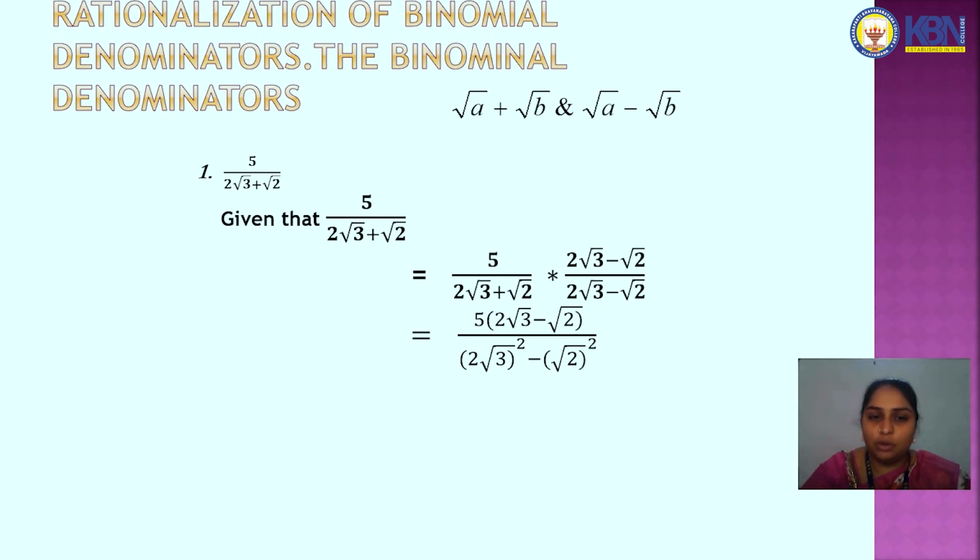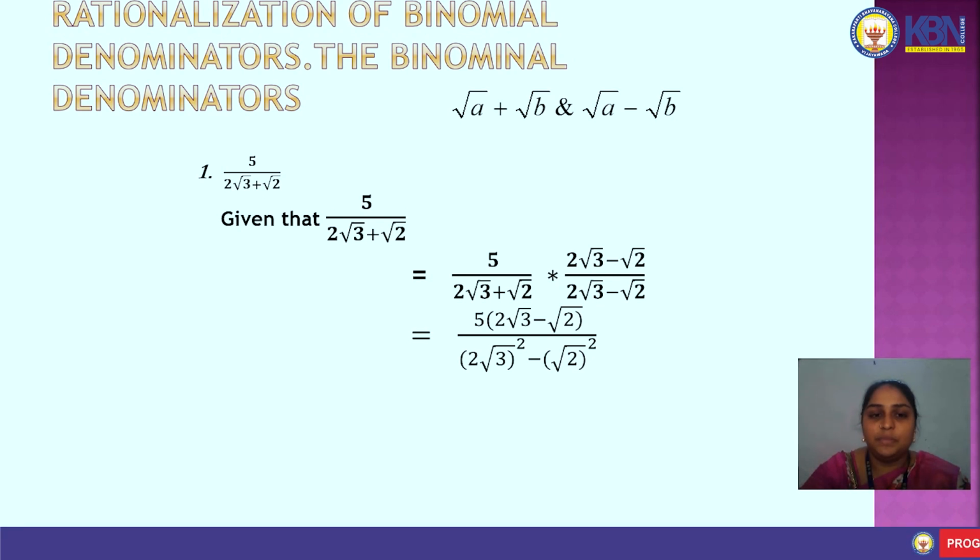To reduce the denominator, we have to use the process of rationalization. Here the given problem is 5 by 2 root 3 plus root 2. Now we have to reduce it by using rationalization. That means we have to multiply and divide the problem with the conjugate of the denominator. Here the conjugate of the denominator is 2 root 3 minus root 2.